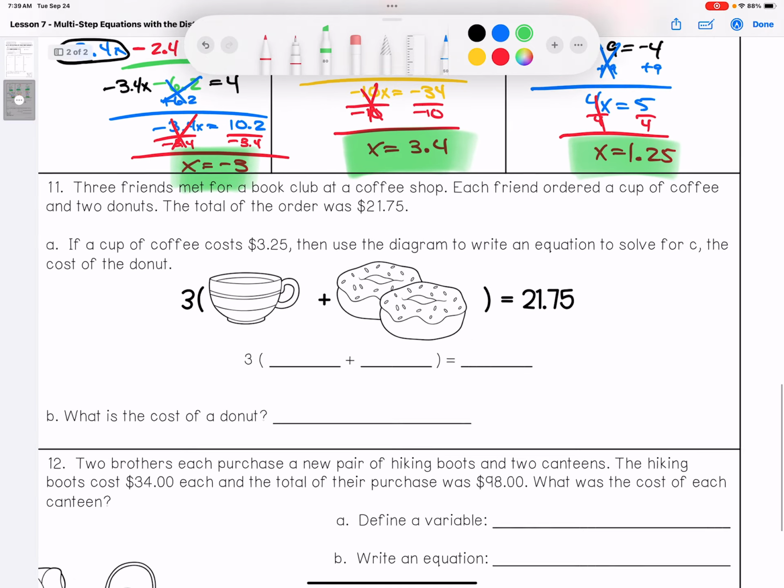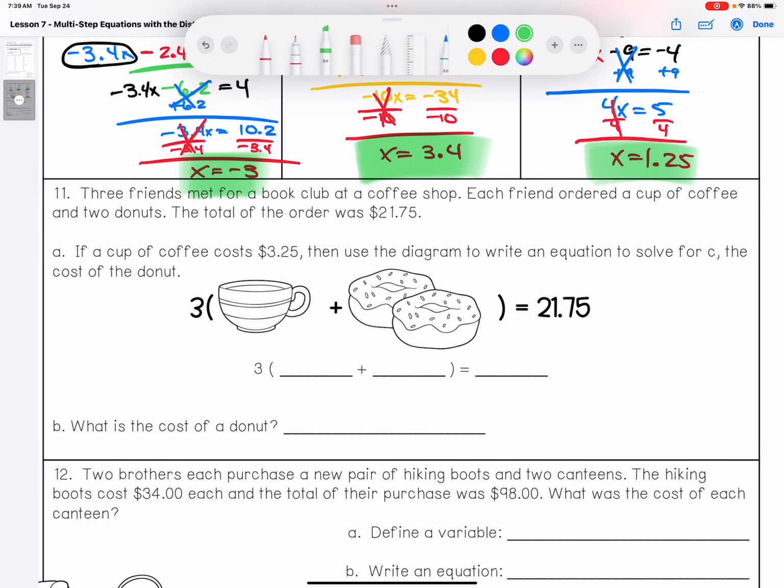All right. Word problem. 3 friends met for a book club at a coffee shop. Each friend ordered a cup of coffee and 2 donuts. The total of the order was $21.75. If a cup of coffee costs $3.25, then use the diagram to write an equation to solve for C, which is the cost of a donut.